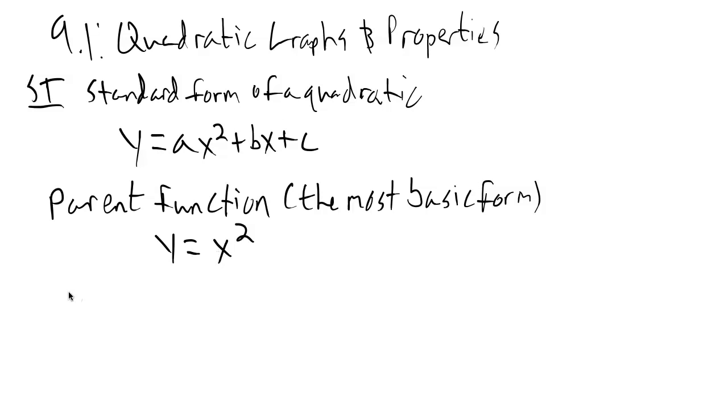And we had a special name for the graphs. When we graphed these, we didn't call them quadratics, we called them parabolas. A parabola just looked like some sort of U, whether that was smiling or frowning. So our standard form, ax squared plus bx plus c. We have our most basic form, the parent function, which is y is equal to x squared. Then we also know that our graphs are called parabolas. Those are the ones that looked like U's.